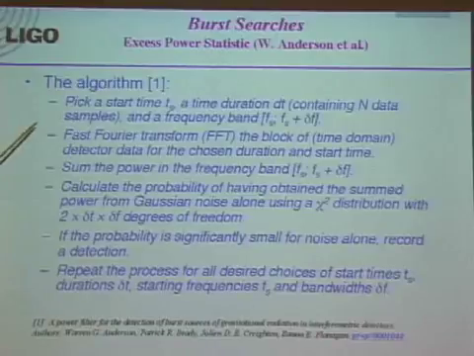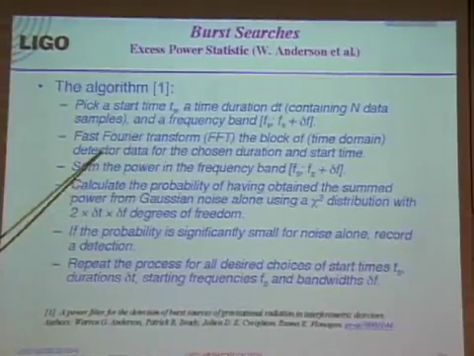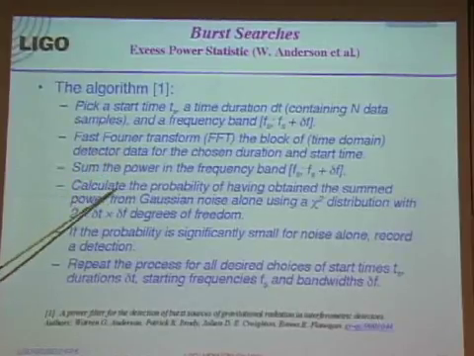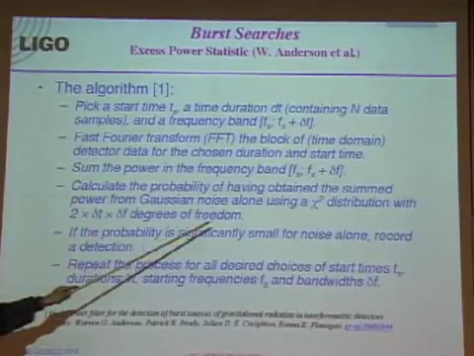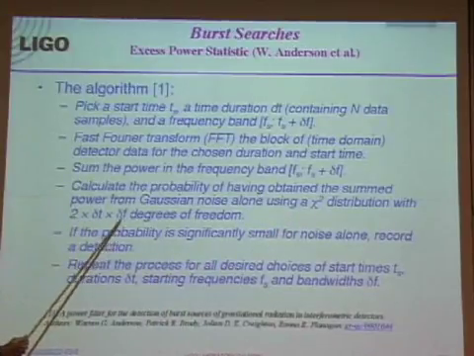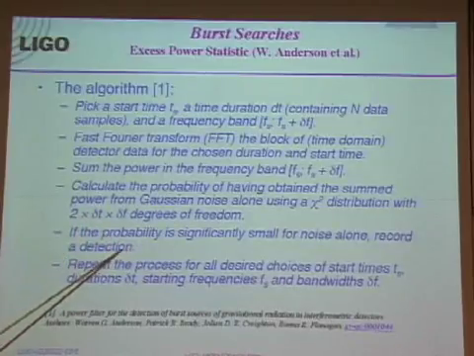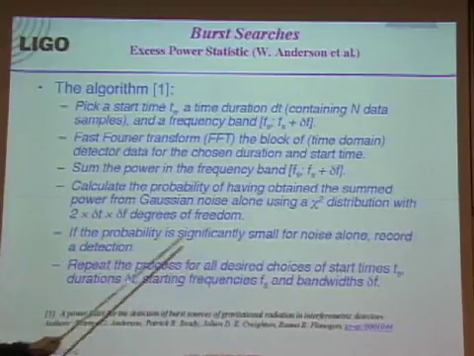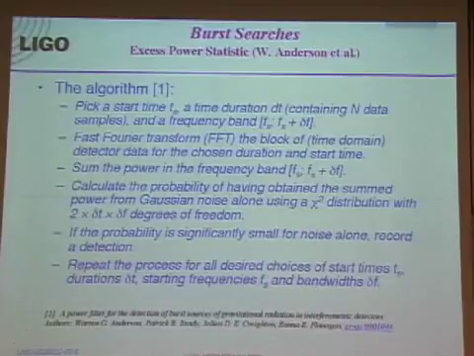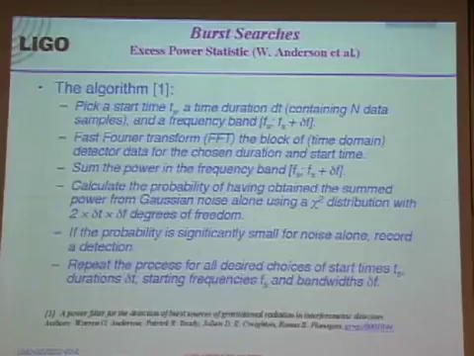The idea is you pick a start time and you pick a frequency window, you do the FFT as we've talked about in the past, you sum the power, you calculate the probability that what you see there is simply a chi-square distribution distributed with the appropriate degrees of freedom of the number of pixels you've chosen. And if your probability is significantly small that it's noise alone, you record this as a putative detection for follow-up. And you simply walk through your frequency time map to look at this for all possible choices of start times and frequency windows of interest.